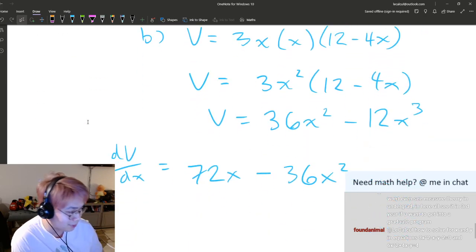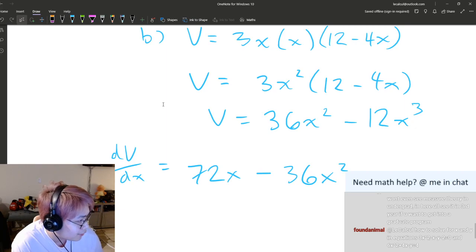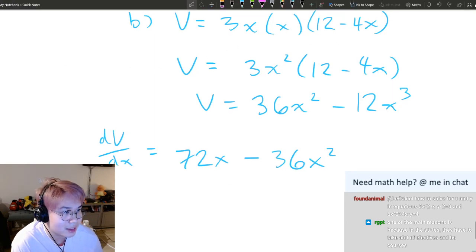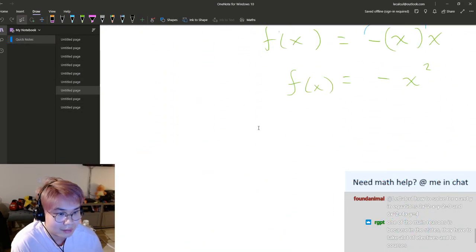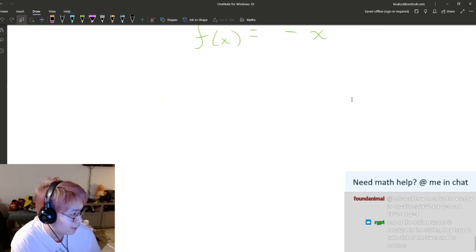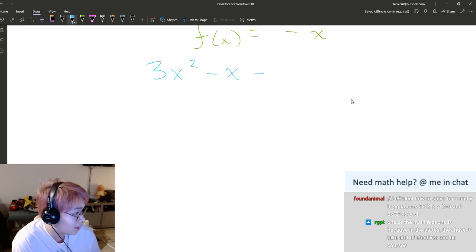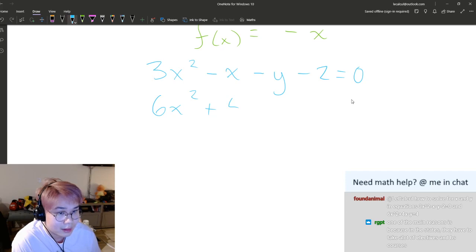Oh, my first actual math help question of the day. How do you solve for x and y in these equations? Okay, so let's go to a different slide for this. So what do we have? We have two equations, right? 3x squared minus x minus y minus 2 equals 0. 6x squared plus 4x minus y equals 4.